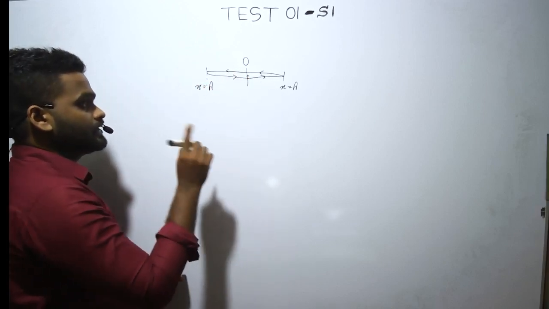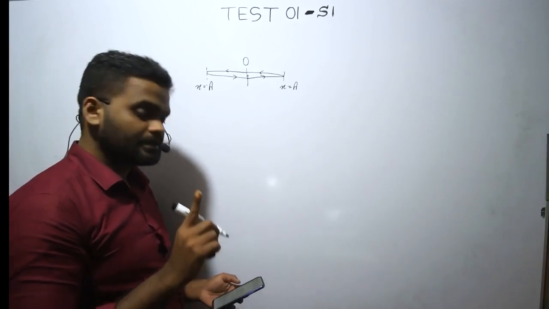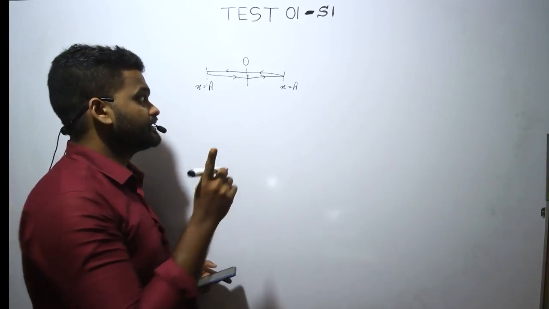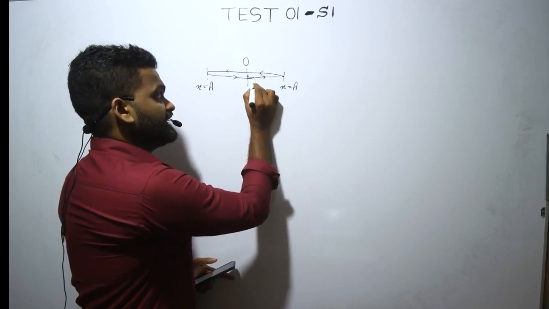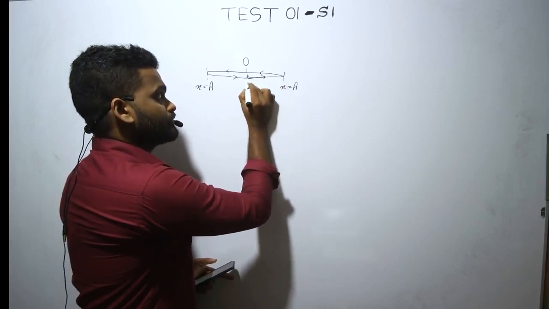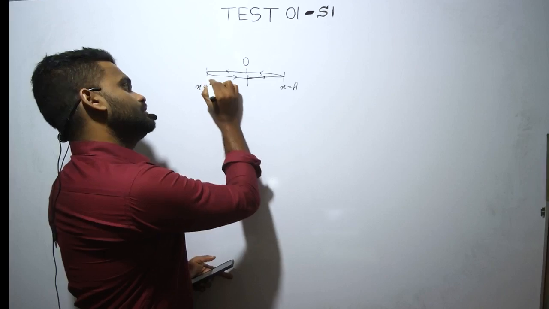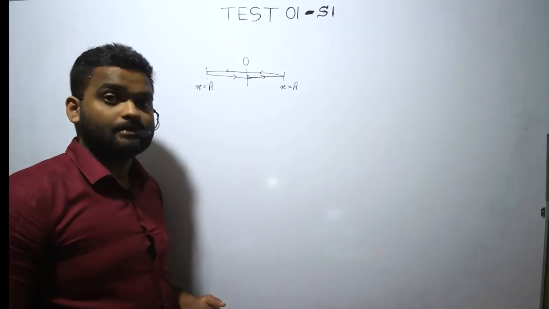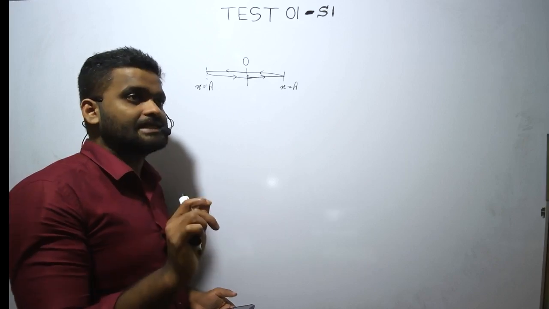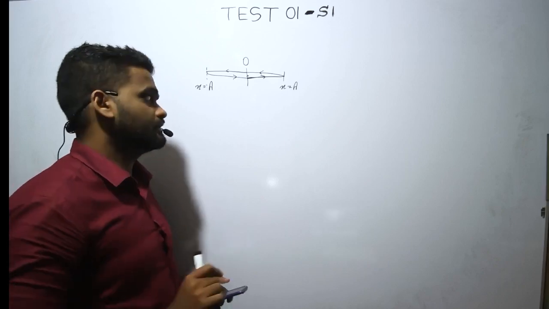Right. So time period, they say it is capital T. Time period means this: the time to complete one cycle from here to here to here. So that time is what we call time period. So you have to clearly understand what time period is, right?